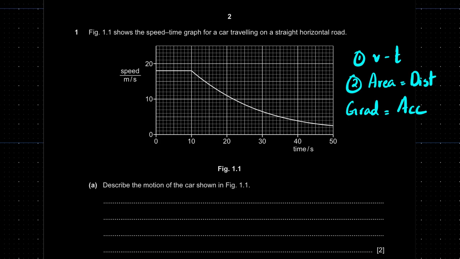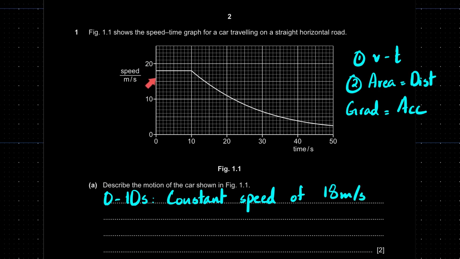So for the motion of the car, I'll say that it first travels from 0 to 10 seconds. It has a constant speed of 18 meters per second. I hope you guys can see this value. So between 10 and 20 is going to be 15, so 16, 17, 18. And then from 10 to 50 seconds, it travels with decreasing deceleration.